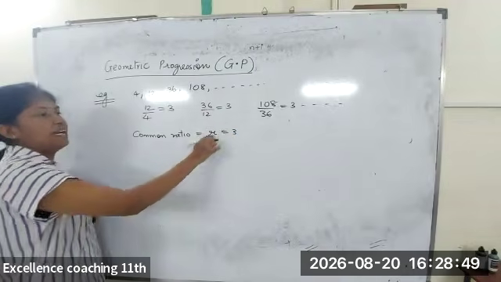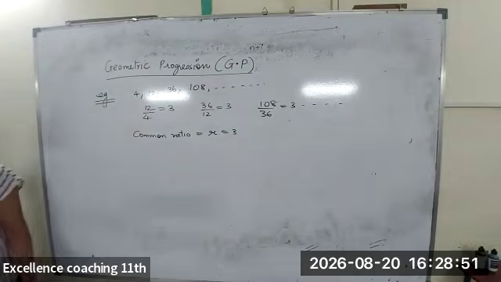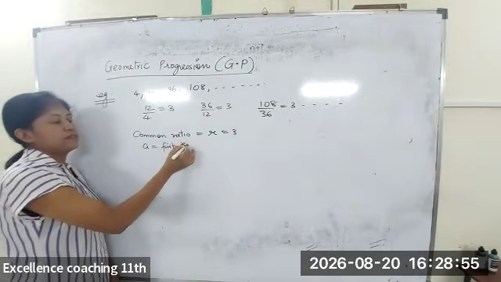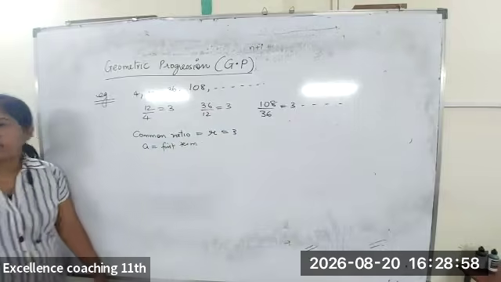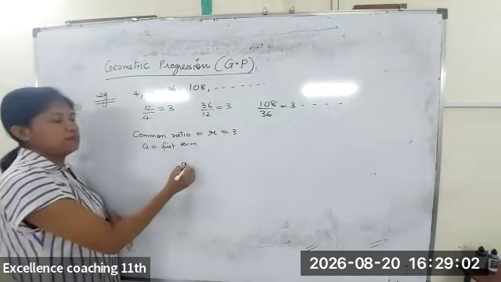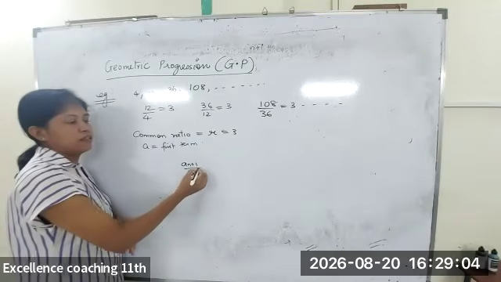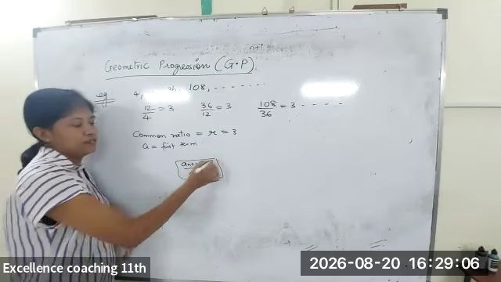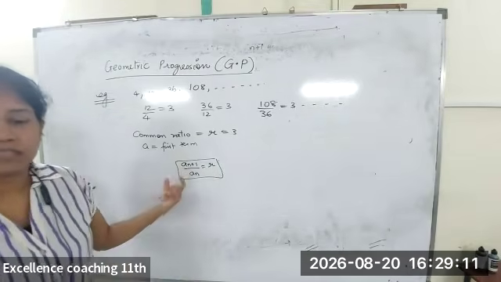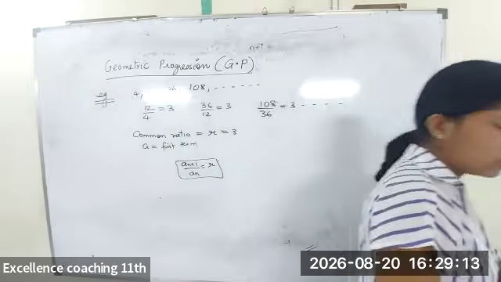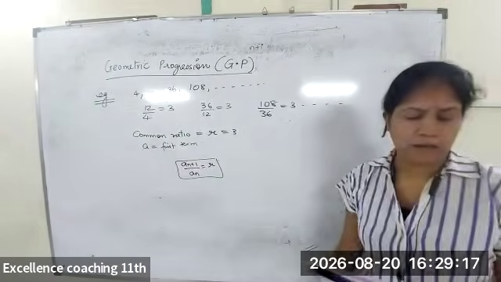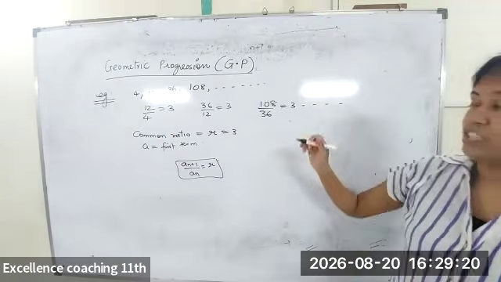So right now, the letter r will be used instead of d. a will remain the same. a is the first term. Okay, so this is how a GP will work. The nth term upon the previous term, the next term upon the previous term, is common. So this is like the definition of GP. Okay, that's it.